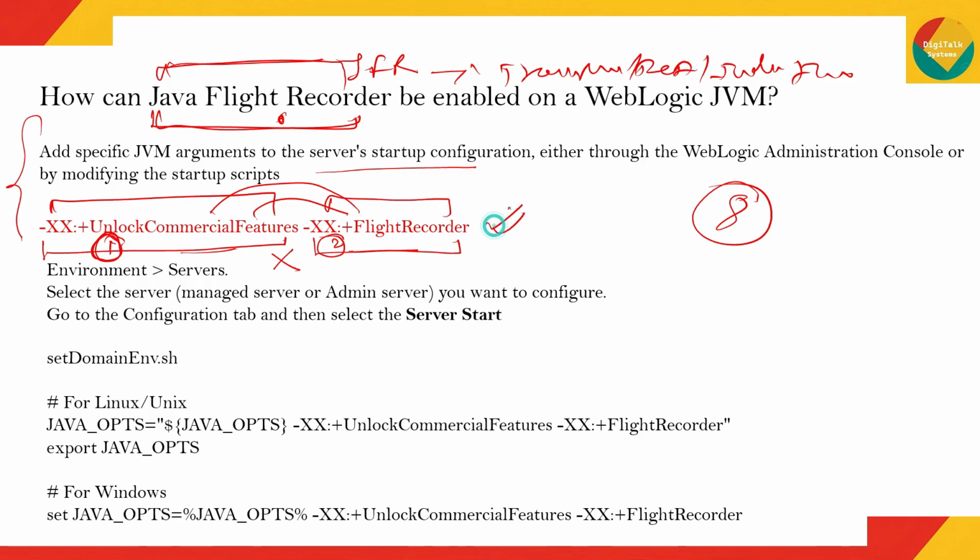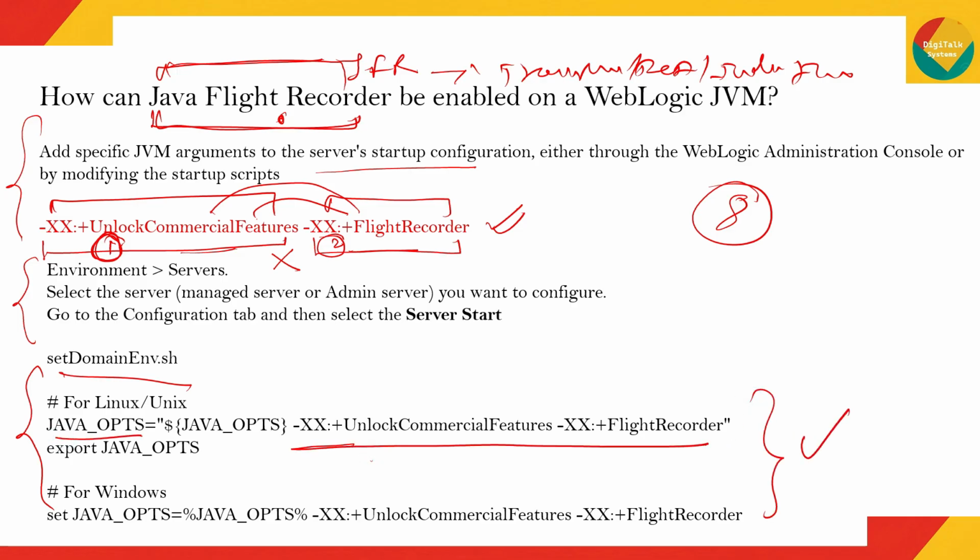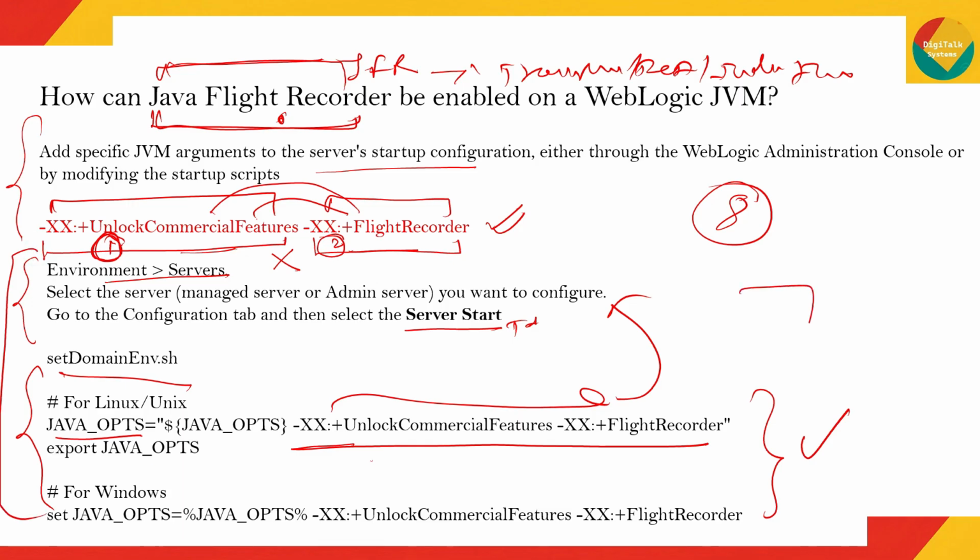To enable this, you have two options: either you can update it from the WebLogic admin console, or you can update it directly in the configuration files, like in the Java OPTS, where you can specify this. This is the standard way of adding any JVM argument in your configuration files. And if you want to change it from the admin console, you can go to the servers, and then inside the server start tab you can add these two parameters. So these are two ways of updating this parameter.